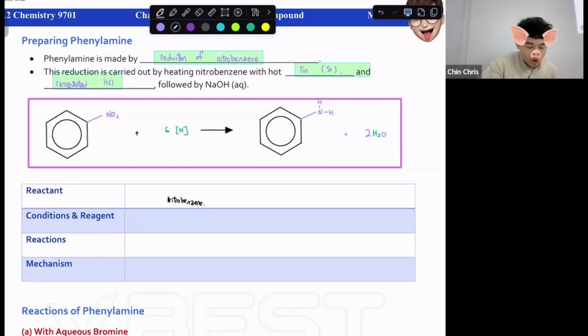Alright, guys, again, nitrobenzene condition. I need hot tin and concentrated HCl.